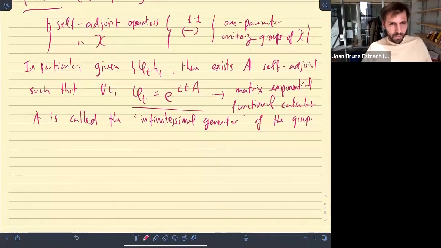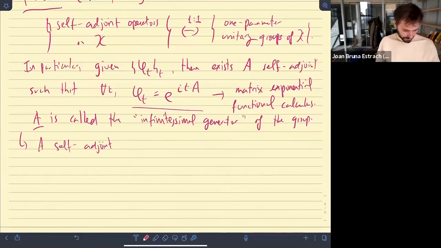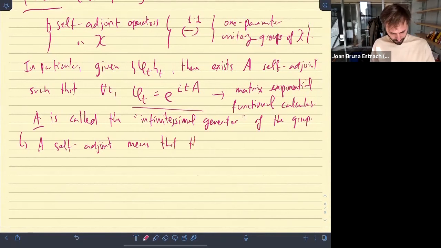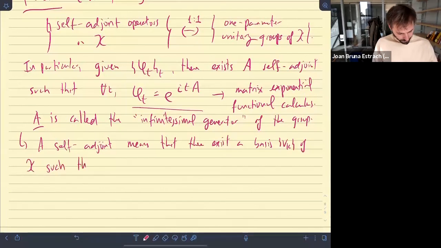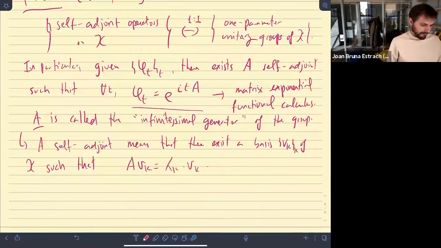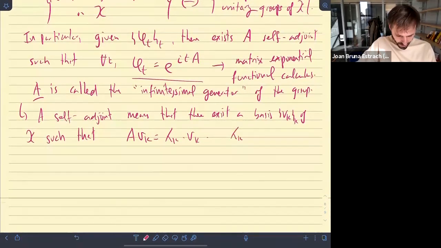So now let's go for exactly what we care about. So what does it mean for A to be self-adjoint? It means precisely what I want, right? That there exists an eigenbasis, right? A basis of L2 of X, of this Hilbert space, such that A of Vk equals lambda k Vk. Okay. So these are the eigenvalues.